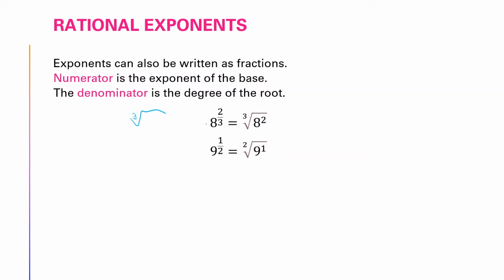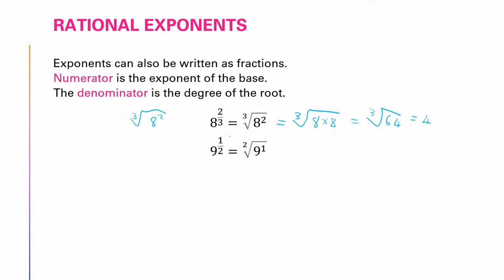Now the base is 8 and the numerator of the fraction is a 2. So this is our simplified form. So this equates to cube root of 8 times 8. 8 times 8 gives us 64. So cube root of 64, which gives us 4, because 4 times 4 times 4 would give us 64.